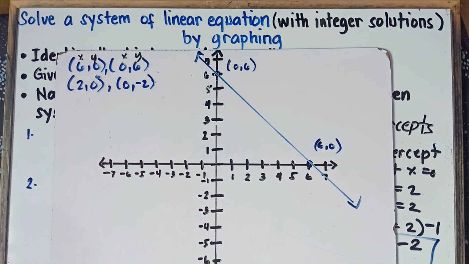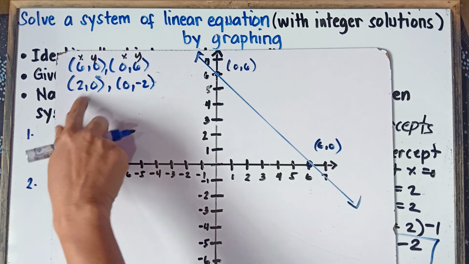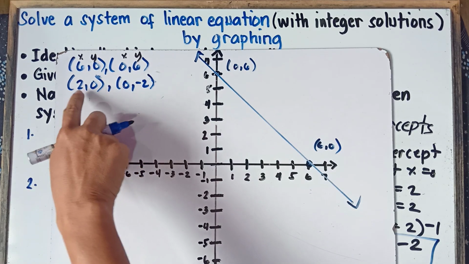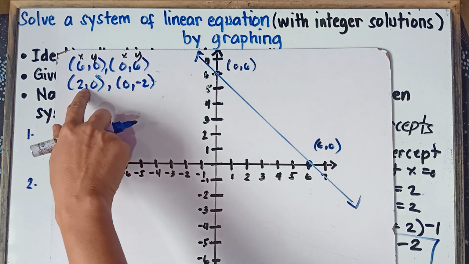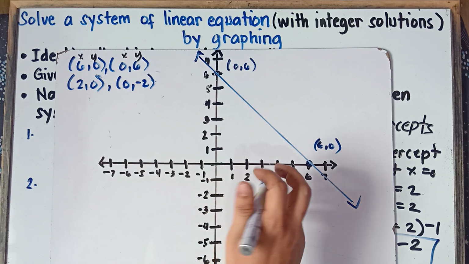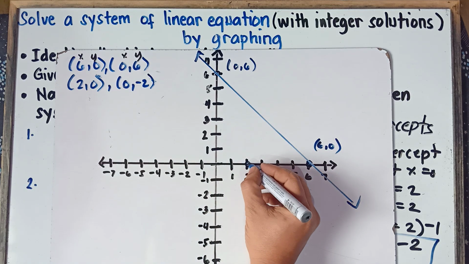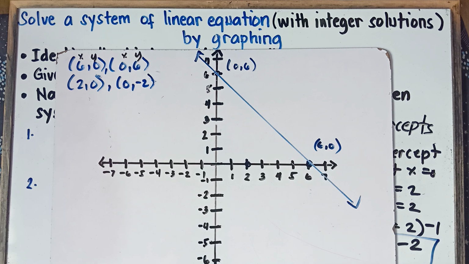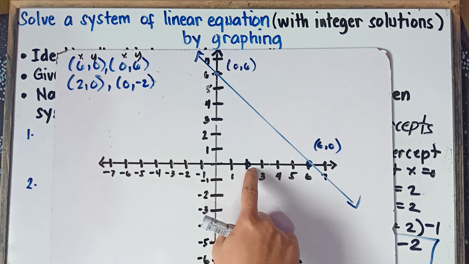Alright, easy as that, class. And then this one, 2 and then 0 for the second equation. So it's one right here. Alright, 2 and then 0. So x is 2 and then y is 0.